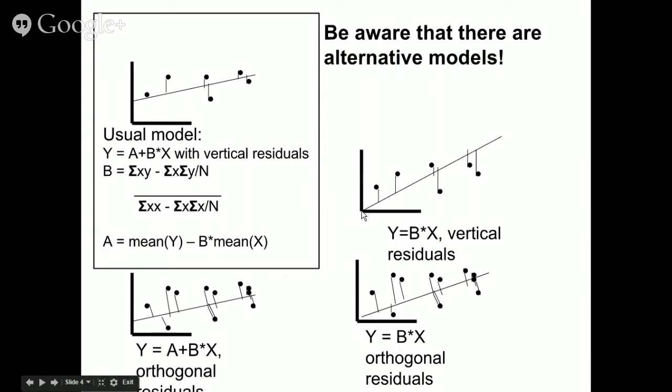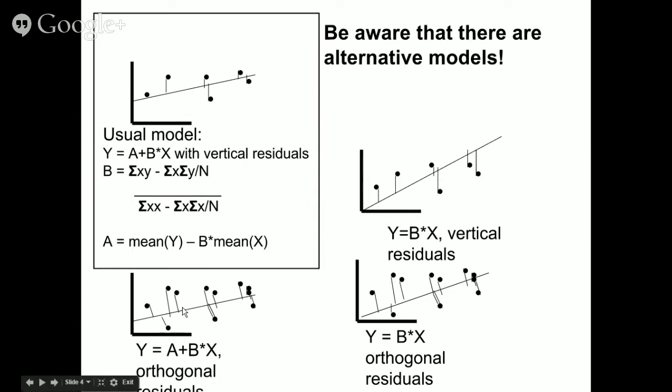It goes right through the origin. People sometimes model it that way. Perhaps a more accurate method is this over here, where it's the orthogonal distances between the point and the straight line. So hopefully you can see the difference between this and that.